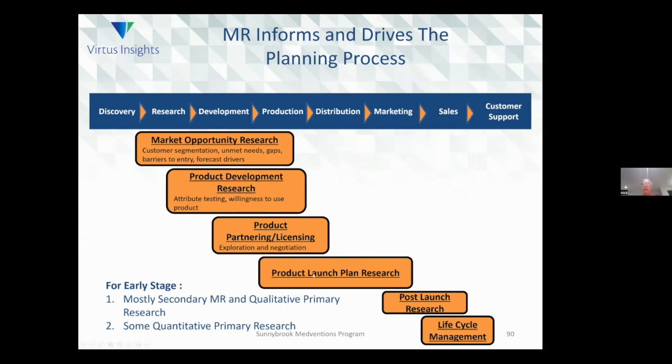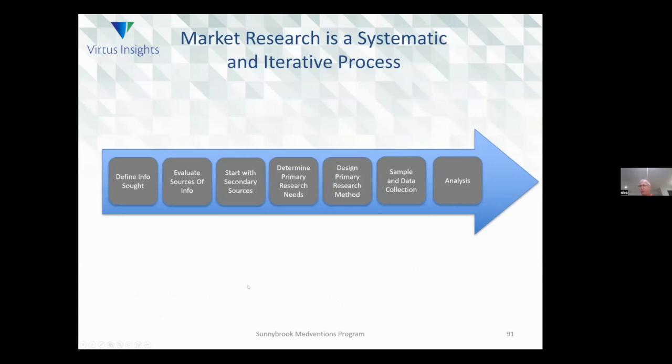It clearly informs product launch strategies, helping to focus on what are the right things that we need to do to launch these products. And it also supports both your post-launch research and lifecycle management. For early stage companies, most companies perform secondary market research and some qualitative primary research. And for those that have the funds to take the research to a different level, some early stage companies also try to perform quantitative primary market research as well.